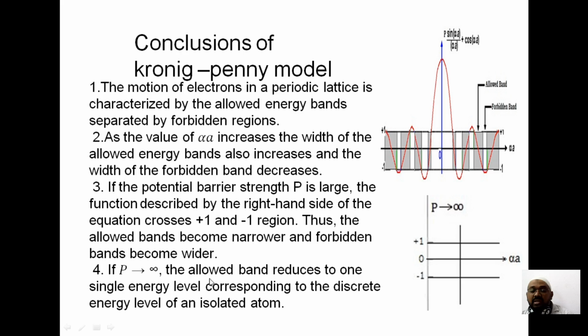Now in the next level, if I increase the value of p further, tending to infinity, then the allowed energy band reduces to a single energy level. You can see that when p is infinity, the allowed energy band reduces to one single energy level. This particular waveform will go, and you will find only a vertical line crossing the positive value and the negative value.